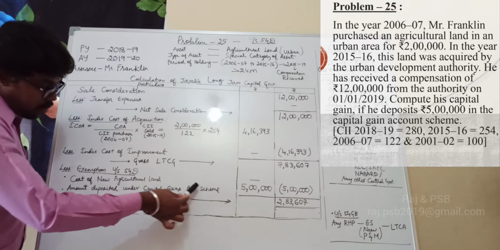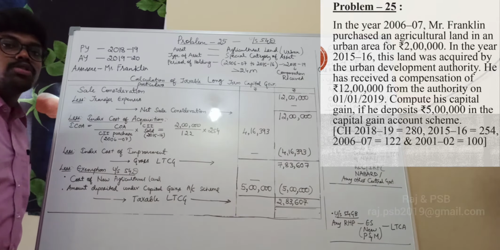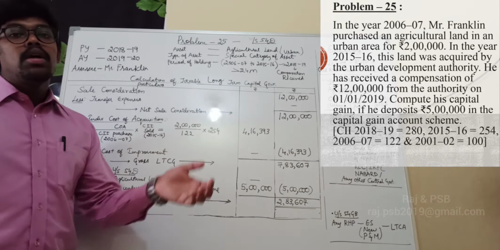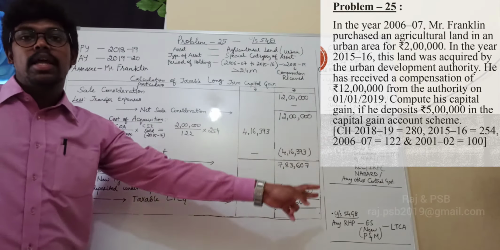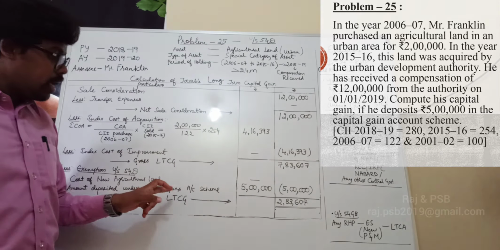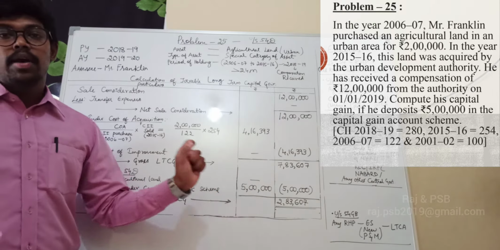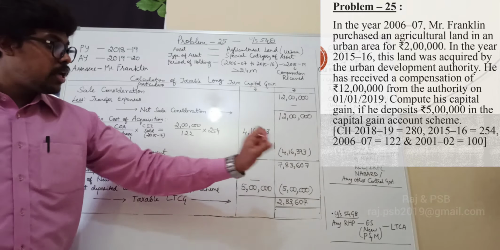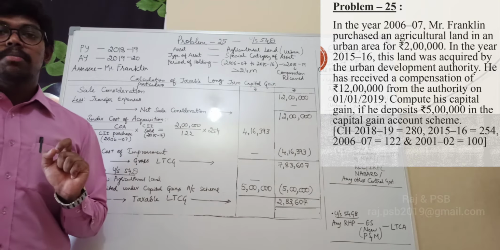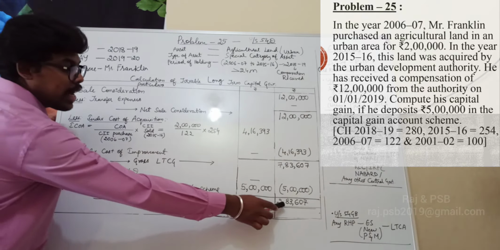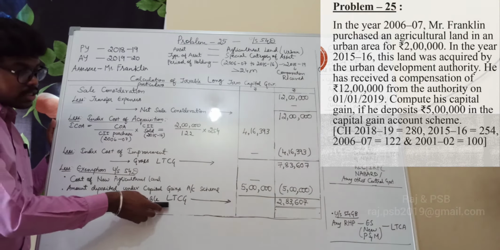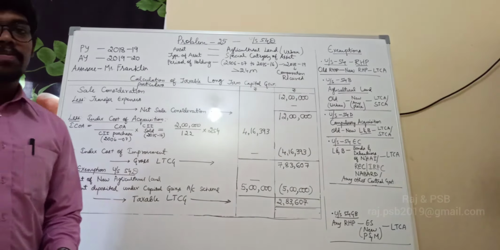So this amount deposited under the capital gains account scheme, we can give this exemption under this concept. So if deposited in the scheme, 5 lakh will be deducted from the gross long term capital gain, that is 2,83,607 will be taxable long term capital gain.